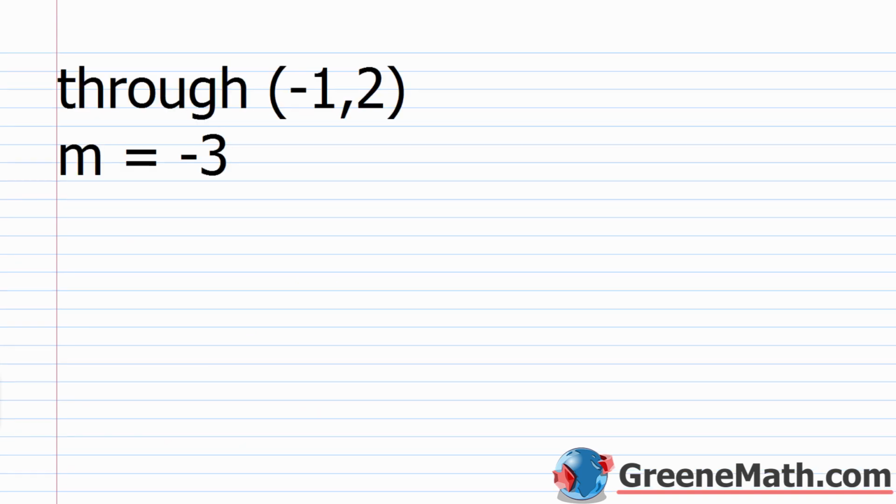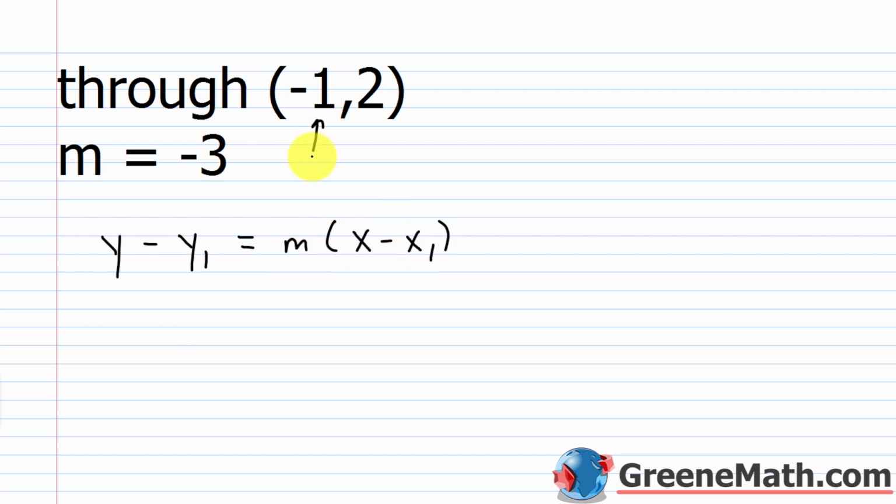So for the next one, the line goes through the point -1, 2, and the slope m is -3. Again, the point-slope formula is y minus y sub 1 is equal to m times the quantity x minus x sub 1. All right, so I'm going to plug in for y sub 1, for m, and for x sub 1.